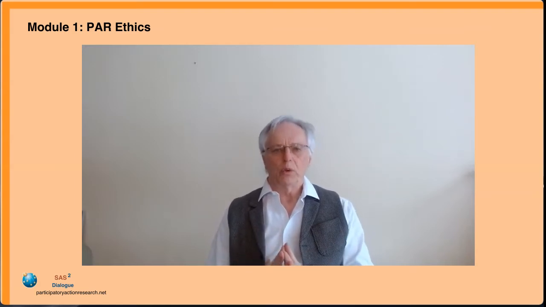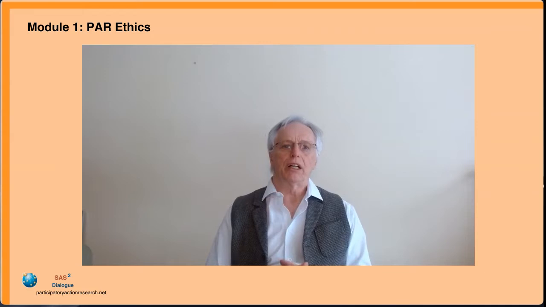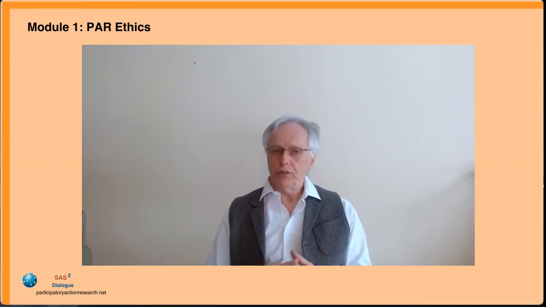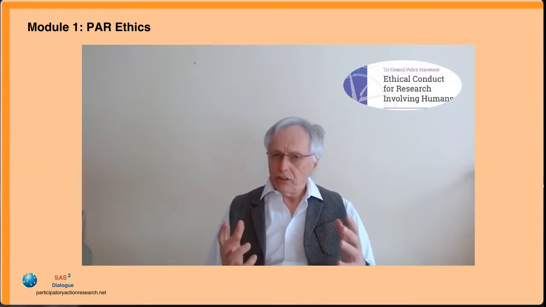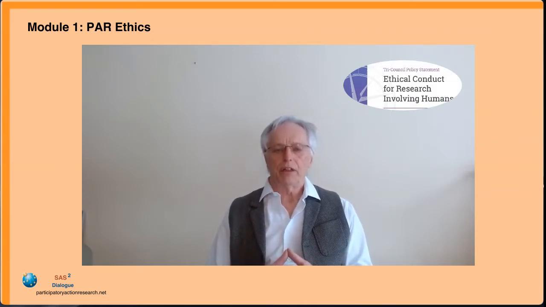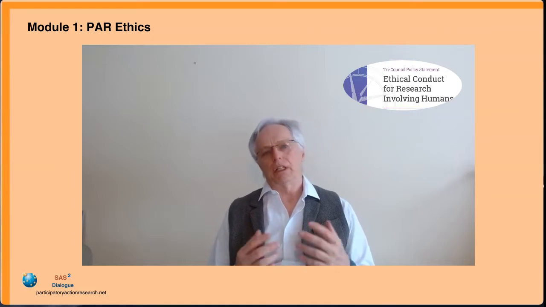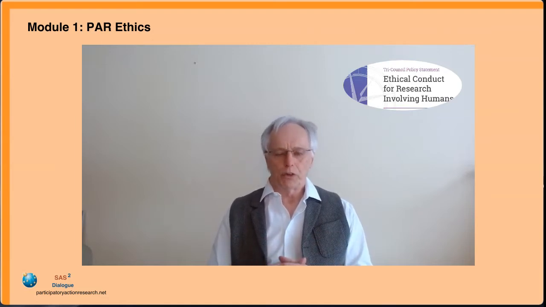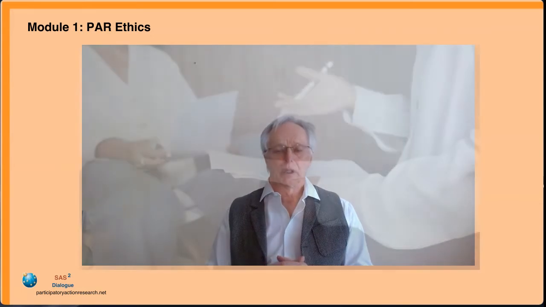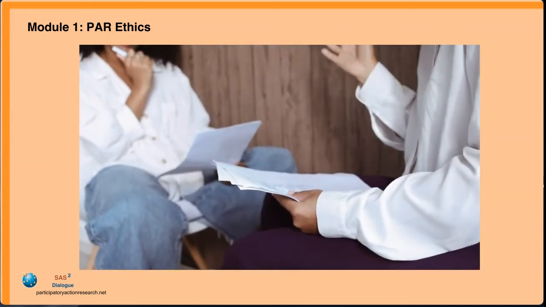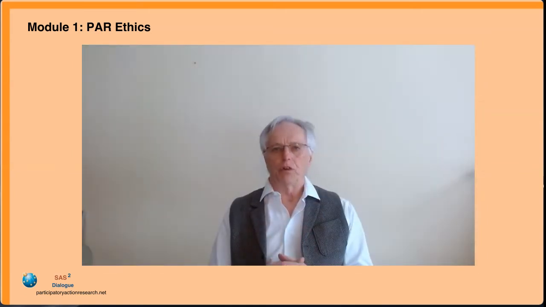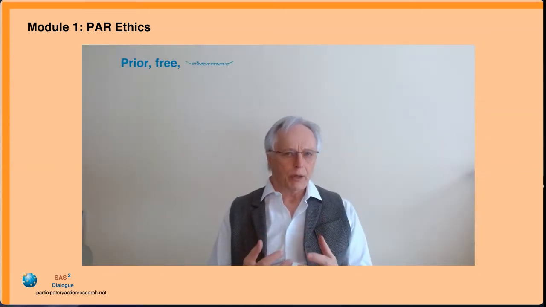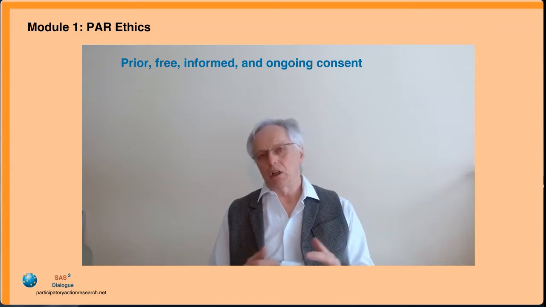This short video is about the ethics of participatory action research, which differs significantly from the ethics of conventional science involving human subjects. Conventional science requires that participants have a reasonably complete understanding of the purpose of the proposed research and what it entails. They must have a good idea of all foreseeable risks and benefits that may result from their involvement. This is a prerequisite of prior, informed, and ongoing consent.